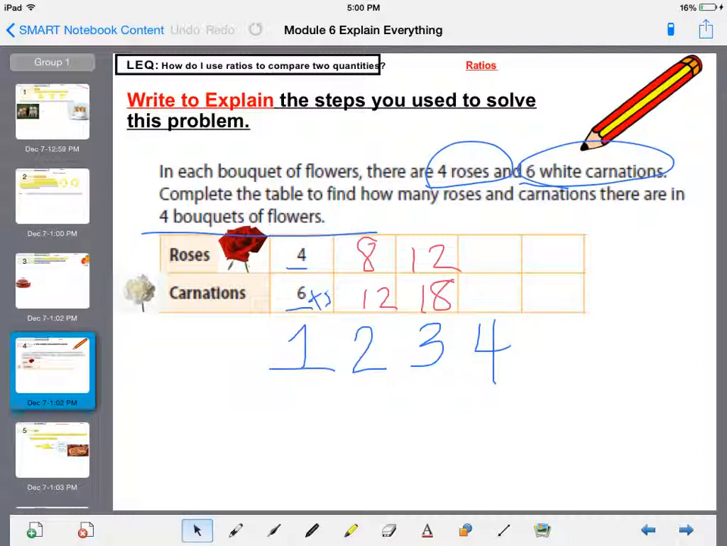Again, going on to bouquet 4, I want to make sure that I stick with my original ratio, which is 4 roses to 6 carnations. And so if I'm going to 4 bouquets, that means that I'm going to multiply both the roses and the carnations by 4. And so I will have 16 roses and 24 carnations in 4 bouquets.